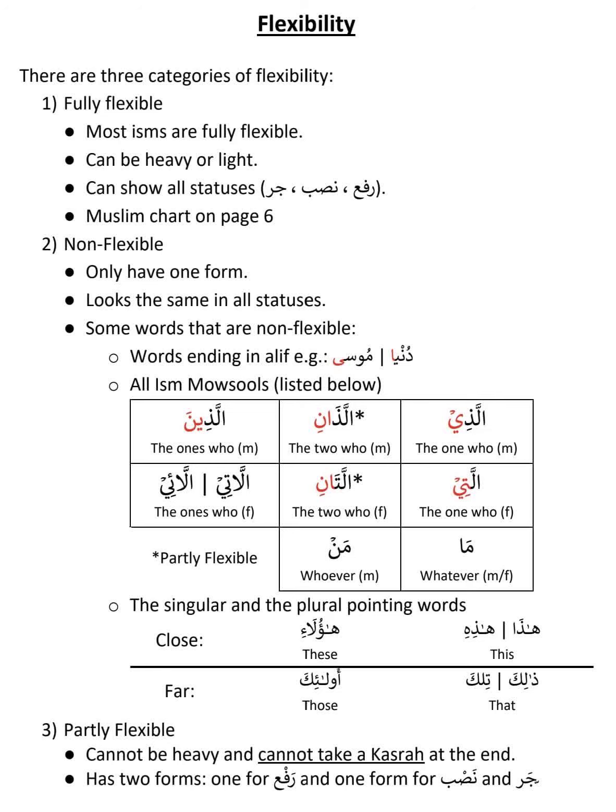So the summary of the lesson is flexibility. There are three types: fully flexible, non-flexible, and partly flexible. For fully flexible, remember the word Muslim: Muslimun, Musliman, Muslimin. It is fully flexible. If it is non-flexible, remember Musa: Rafa, Nasib, Jar, same word. And for partly flexible, remember the word Yusuf. Rafa is Yusufu, Nasib and Jar both are Yusufa. So this is the simple idea of flexibility.